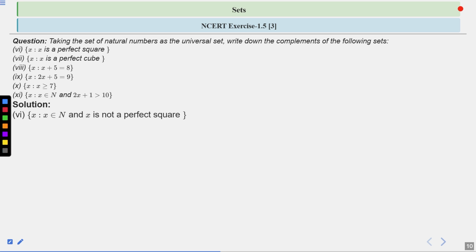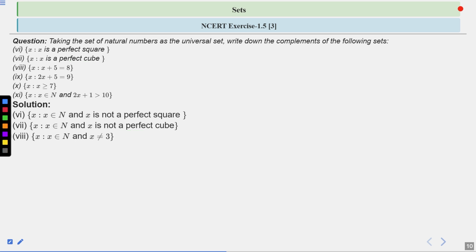For sixth, the complement will be the collection of all natural numbers which are not a perfect square. Simple. Now for seventh, the complement for the perfect cube set will be all natural numbers which are not a perfect cube. Clear? Straightforward answers.